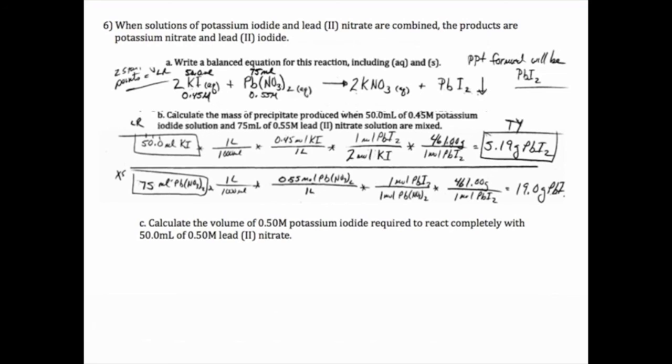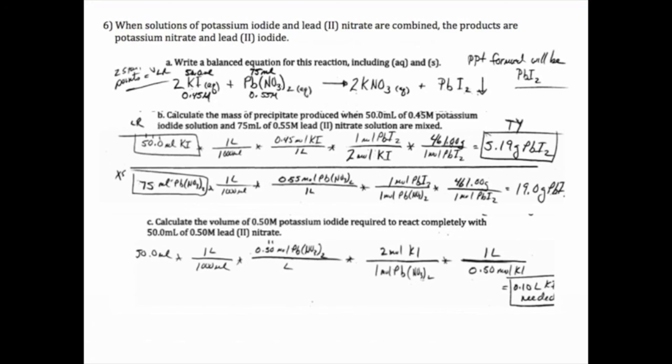Starting with 50.0 milliliters of potassium iodide, I calculated that 5.19 grams of lead 2 iodide would be produced. And then starting with 75 milliliters of lead 2 nitrate, I predicted that 19.0 grams of lead 2 iodide would be produced. The theoretical yield would be 5.19 grams of lead 2 iodide, the lesser of the 2 predicted amounts. That would make potassium iodide the limiting reactant and lead 2 nitrate the excess reactant.